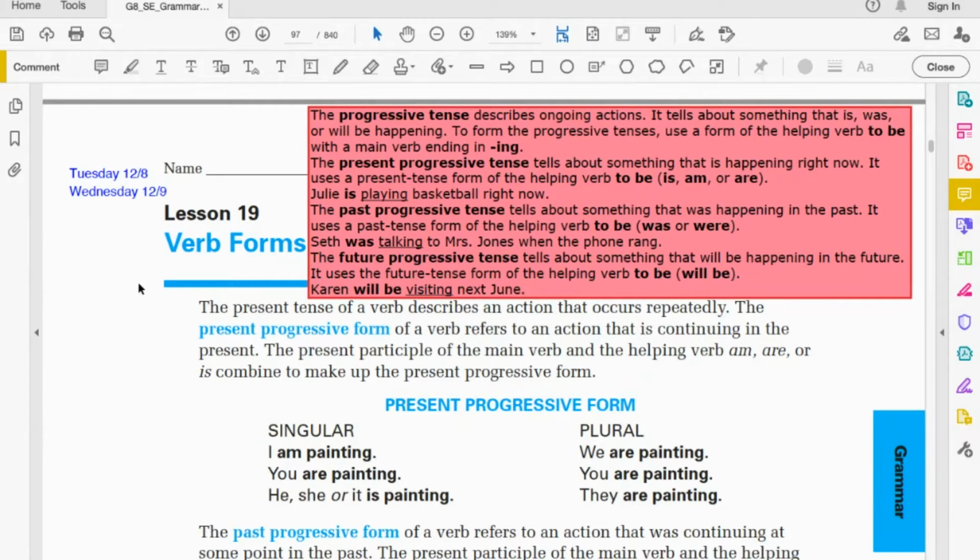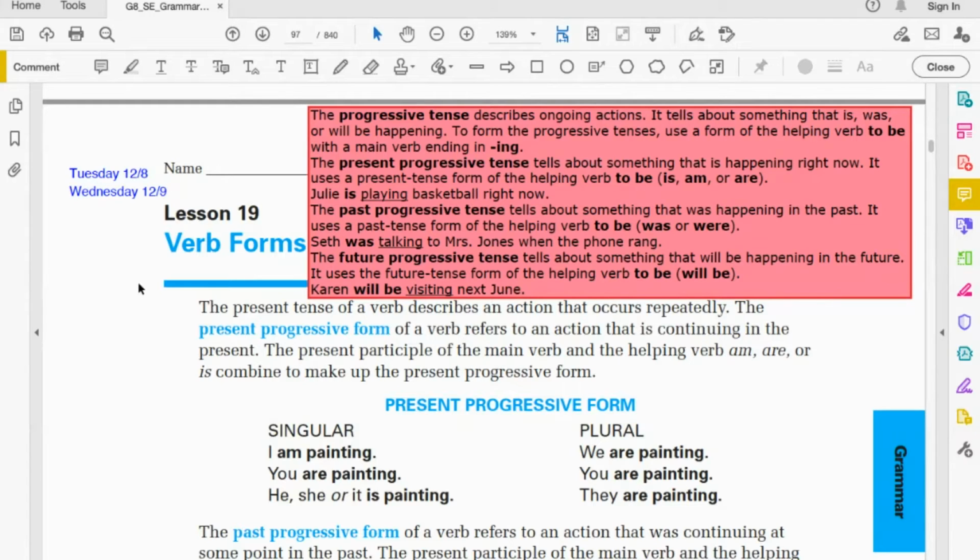By the end of our lesson today, our goal is to be able to understand what the three patterns are to form, number one, the present progressive, number two, the past progressive, and number three, the future progressive tense. On the top of your page, inside of the box, you will notice a definition and a listing of these three progressive tenses.